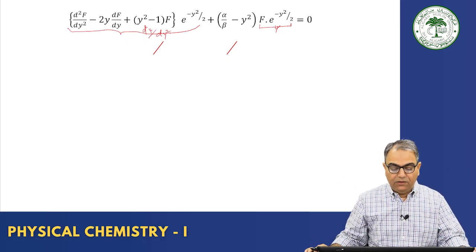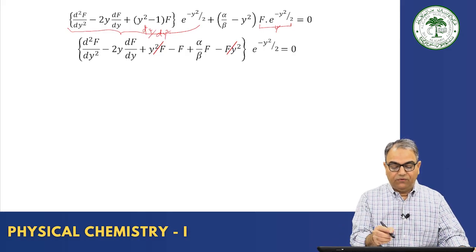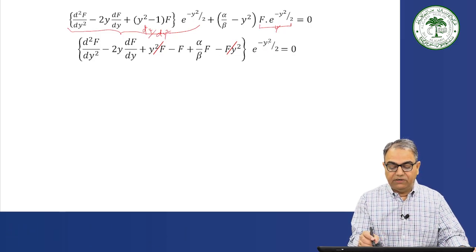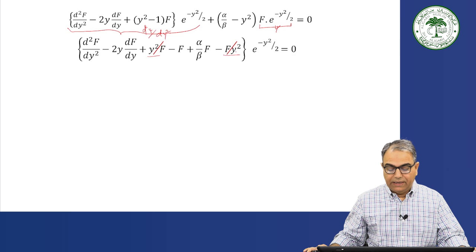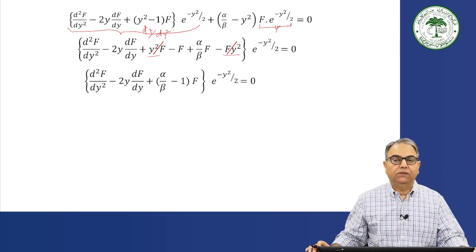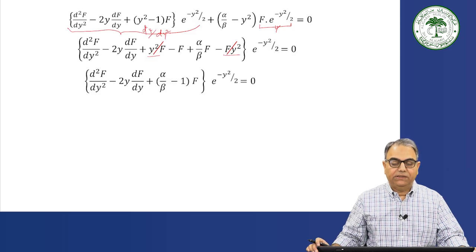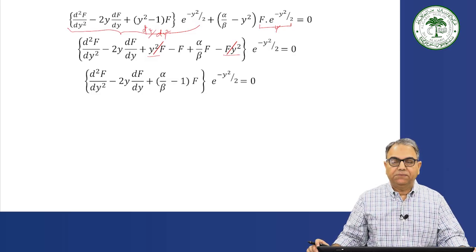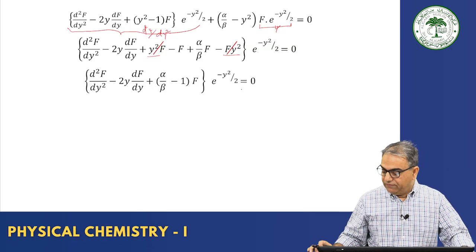Okay. Now, if you expand these terms, what do you get? If you multiply it and you see, you take e^(-y²/2) common, and then you get this one. So, this and this term are the same, this term will go, this term will go, okay, and then you have this equation: d²f/dy² - 2y df/dy + (α/β - 1)f, times e^(-y²/2). Okay.